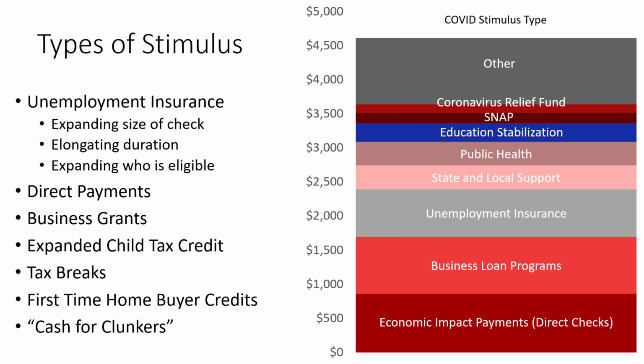So those direct checks there at the bottom were nearly $1 trillion. The business loan forgiveness program was also around $1 trillion. Unemployment insurance was around $700 billion. We also had the federal government support state and local governments because state and local governments cannot take out loans at the same level. They cannot engage in deficit spending. We had major funding for public health. This is what helped fund the vaccine and also provided support for hospitals. There was education stabilization, SNAP expansion, Corona Relief Fund, and a whole host of other stimulus payments for a total of over $4.5 trillion spread out over 2 years.